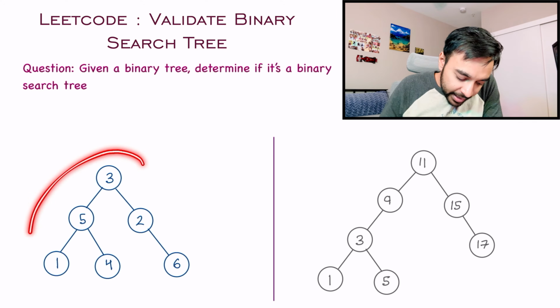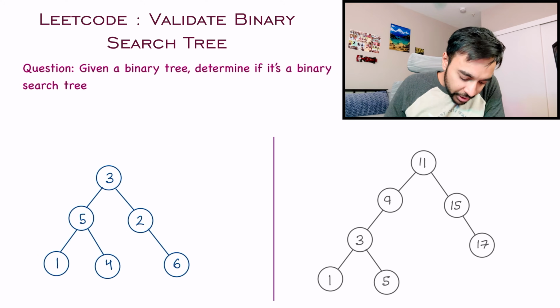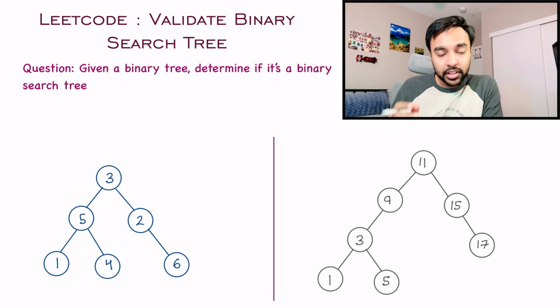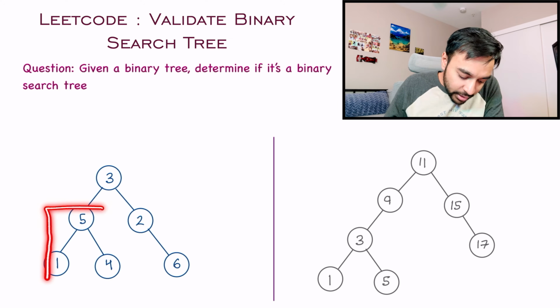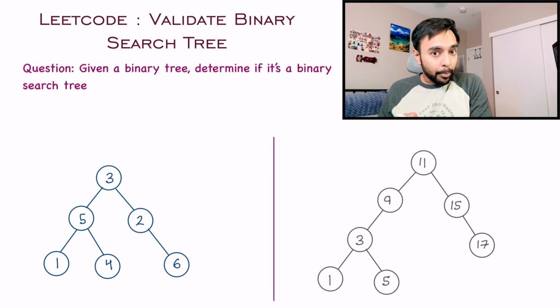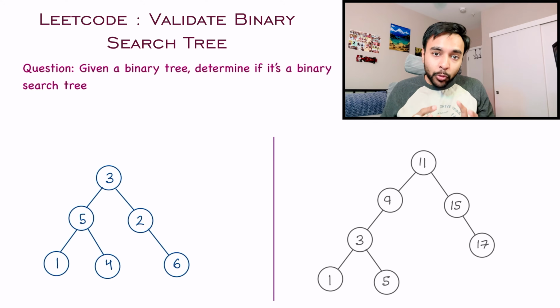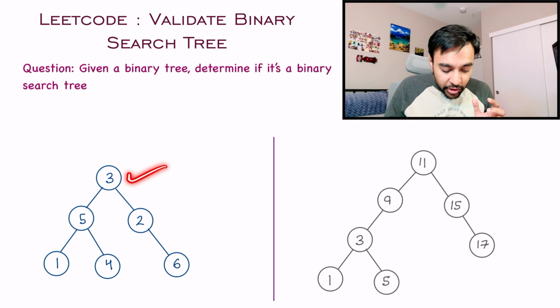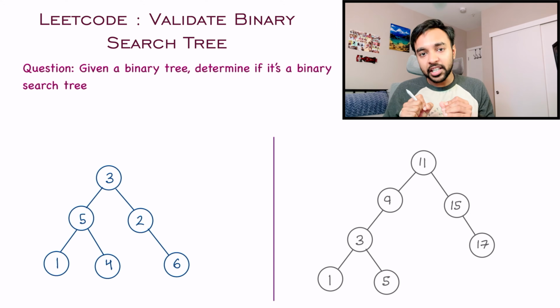For example, in test case number 1, when I look at node number 5, on the left I have a smaller node that is 1 and on the right I have a larger node that is 4. So this node is satisfying the criteria of a binary search tree, correct? But for this complete tree to be a binary search tree, each of these nodes should satisfy this criteria.